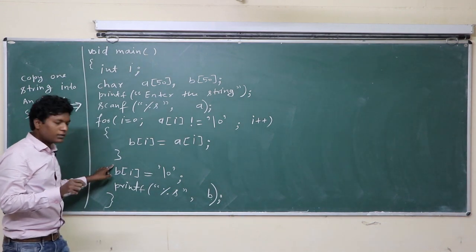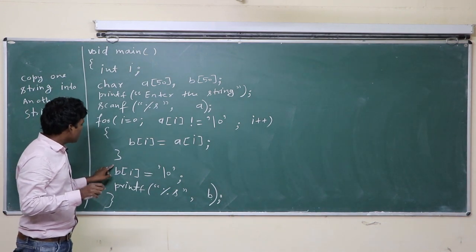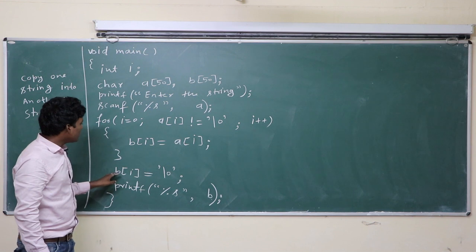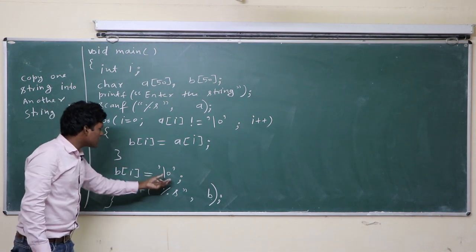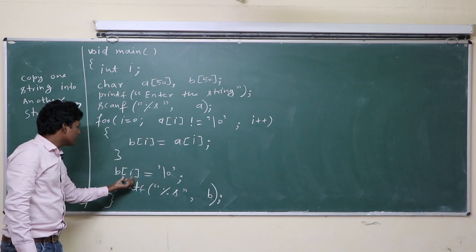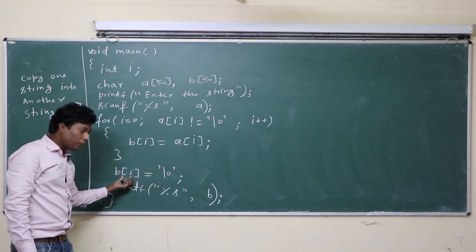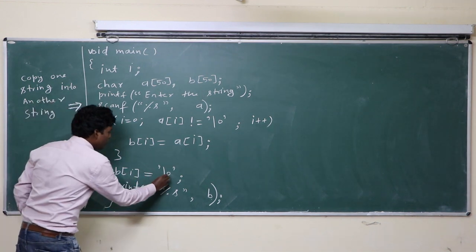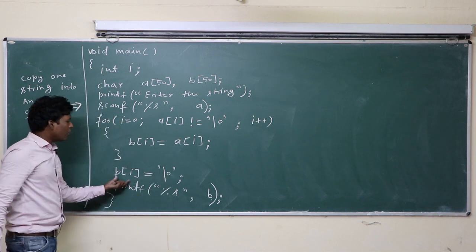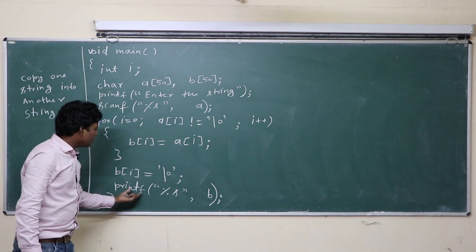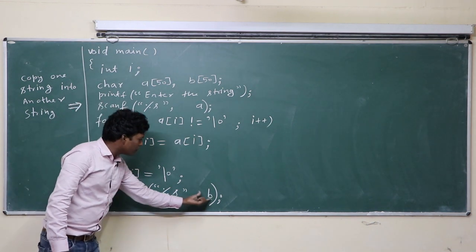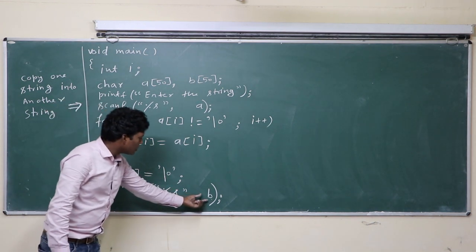B has all characters that A has. Now in the last of B put the null character. So B is assigned null character into string B. Okay, now B is complete. B has all things that string A has, and printf %s, b prints the string B.